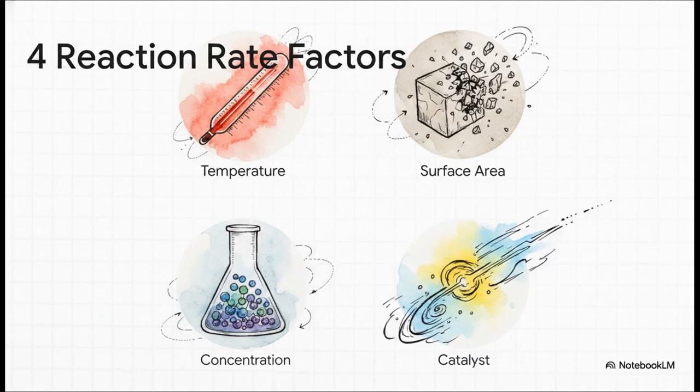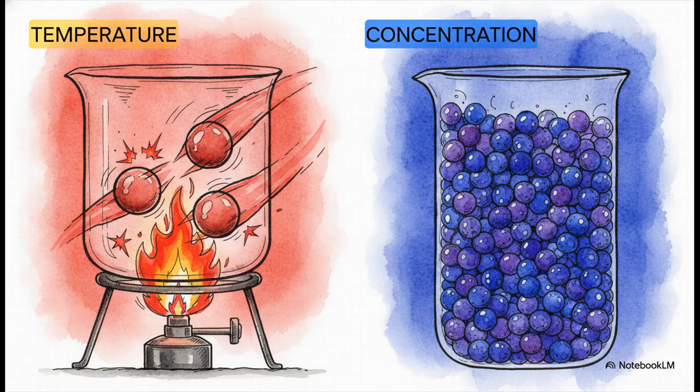We can tweak the temperature, change the surface area or particle size, alter the concentration, or introduce something called a catalyst. Let's quickly break these down. First up, temperature. By turning up the heat, we're literally giving the molecules way more kinetic energy. They move around faster and hit harder, which makes it much easier to satisfy that activation energy rule.